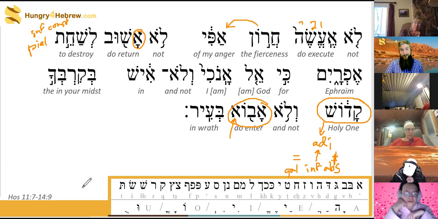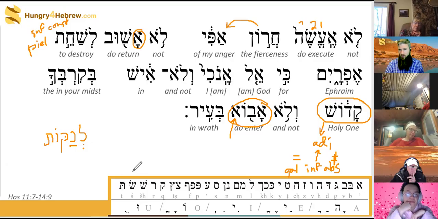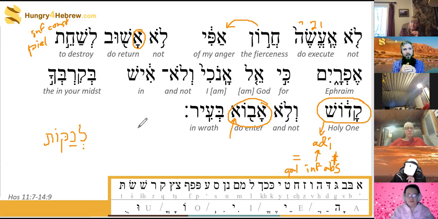To be a Piel infinitive construct, let's see. How about lenakot? To be clean or pure. Lenakot. What's the root of len? Tachat. Okay, so tachat is a participle meaning under. So it's not a verb. Wait, who said a suggestion? Tachat is a preposition. Someone said something afterward. I missed it, sorry. I just said the root of nake is nake.